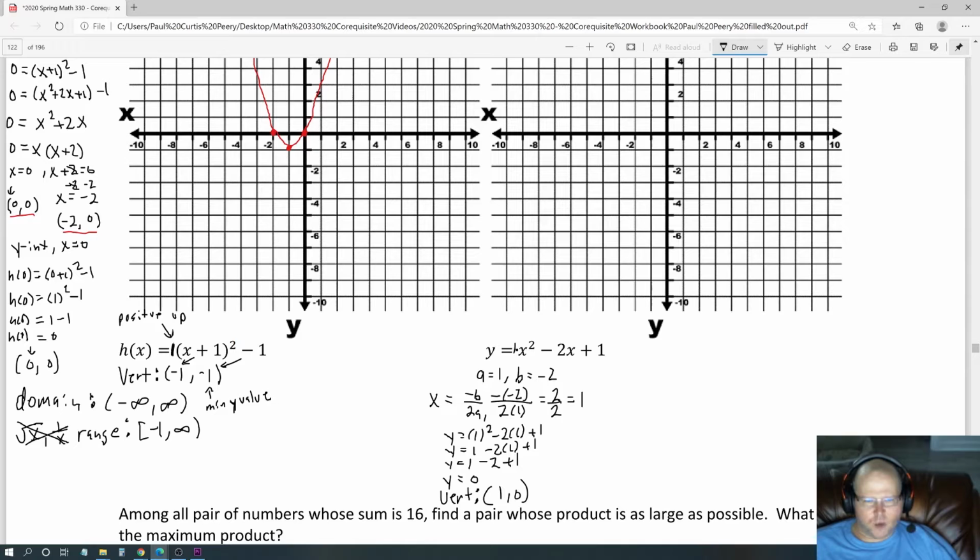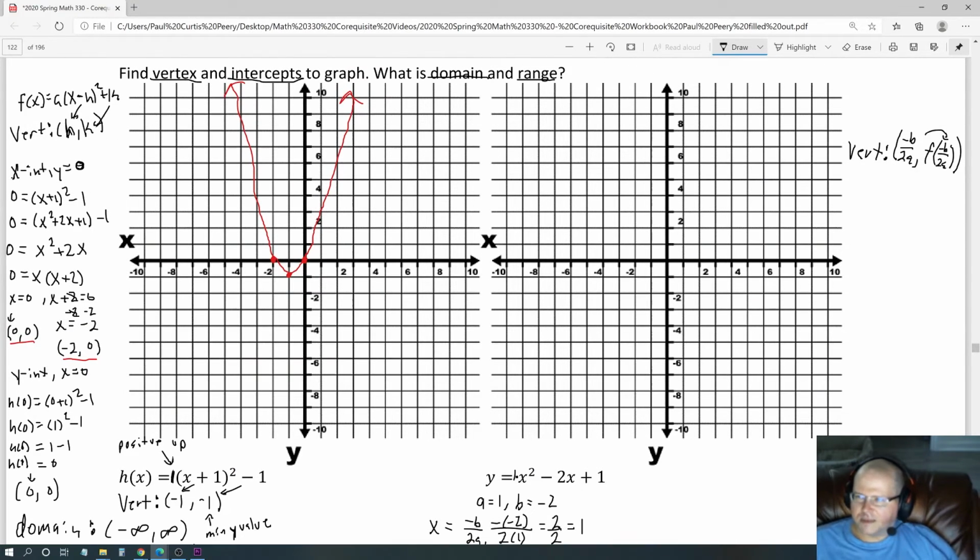Next, we're looking for the x and y intercepts. Okay, x and y intercepts. So let's get some more room on this. X intercepts means you plug in a 0 for y. So what we would do is we'd say 0 is equal to x squared minus 2x plus 1.